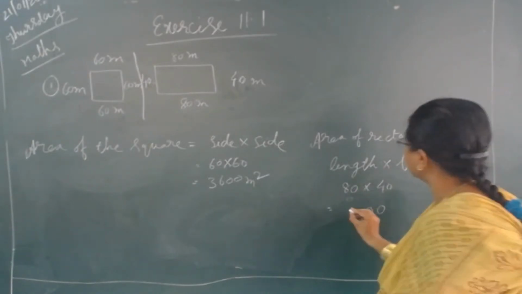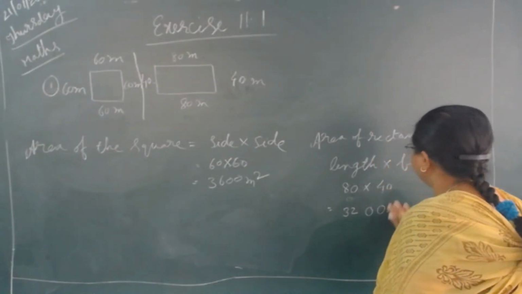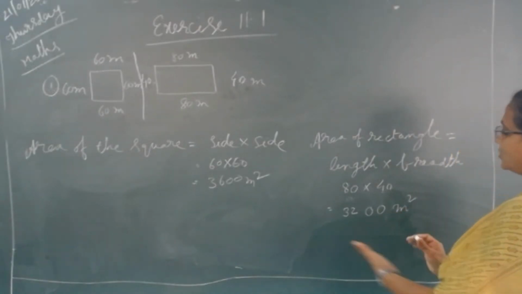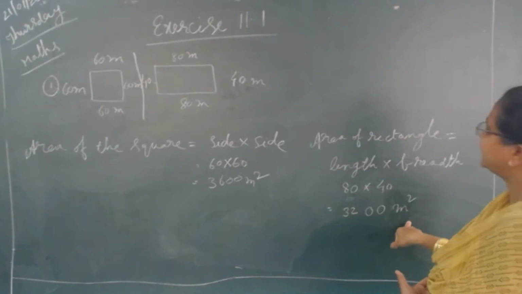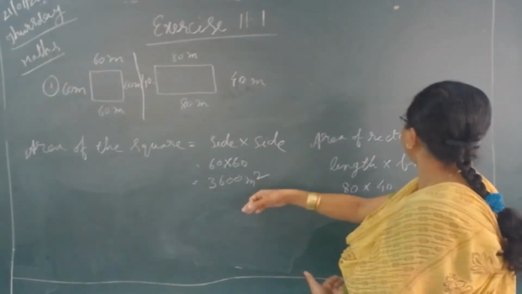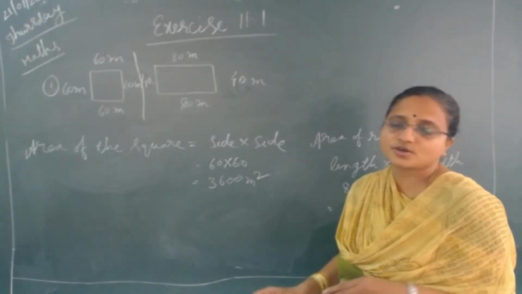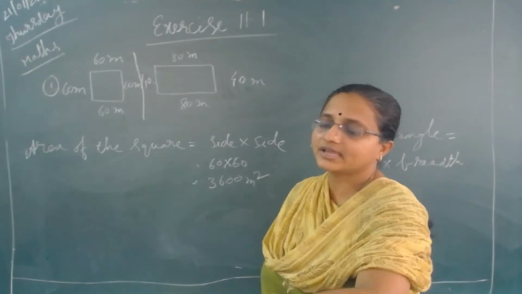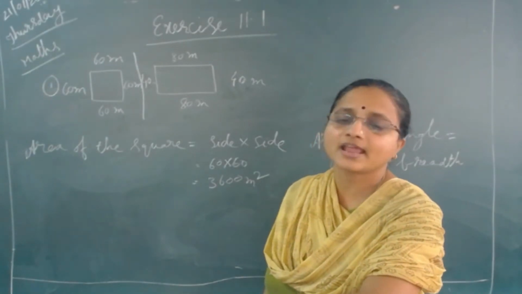8 fours are 32. So it is 3200 meter square. You can say meter square or square meter, both are the same. So the area of the rectangle is 3200 meter square, and the area of the square is 3600 meter square. So which field has the larger area? Here the square has the larger area.